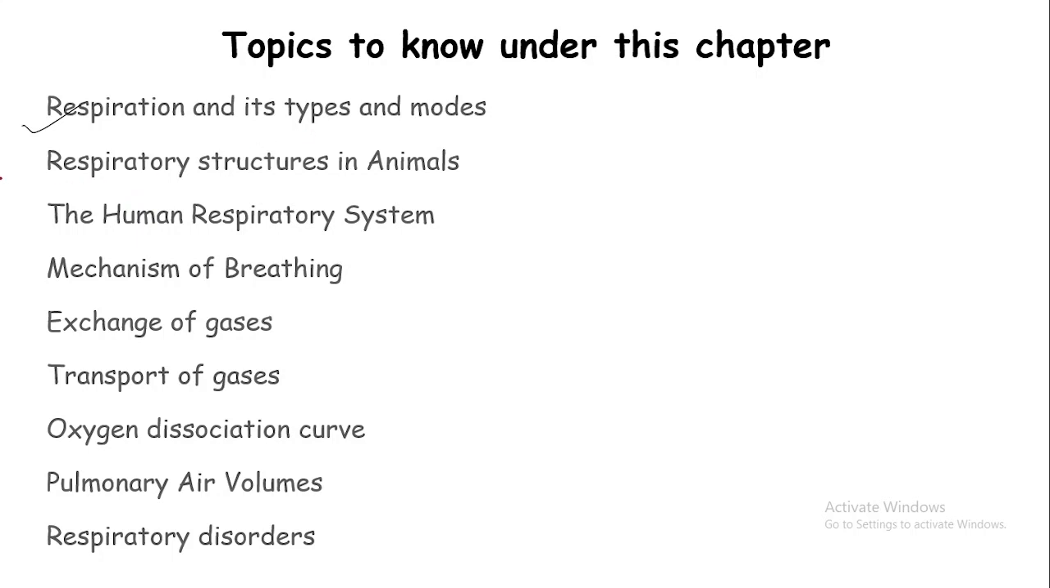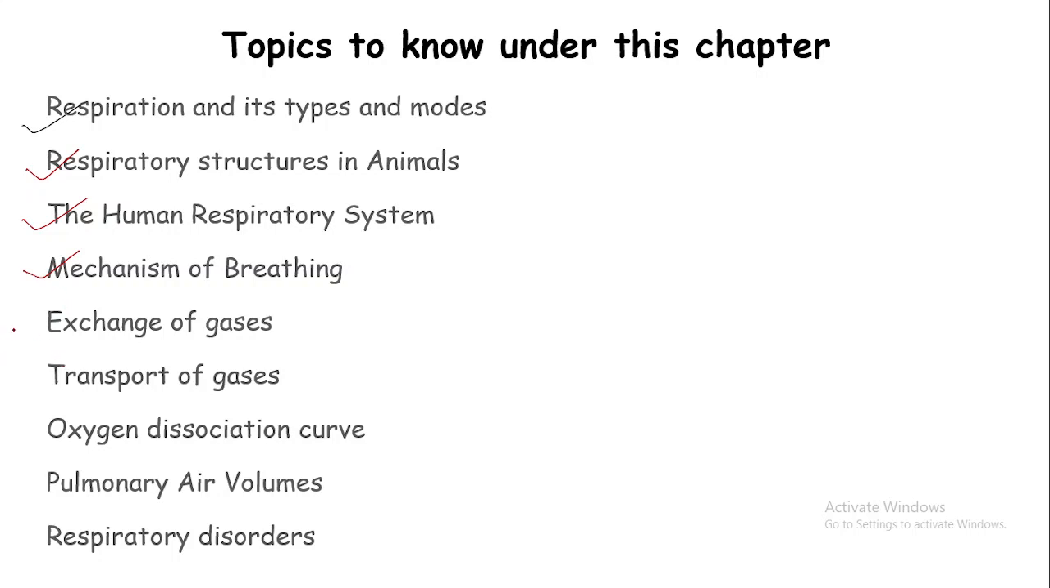Next is respiratory structures in animals. Like I just mentioned, it's not that all organisms have lungs for respiration. They can have other modes, so we shall see what other types of structures they have for respiration. Next, moving to the anatomy of the human respiratory system. We shall study where it is located and what the parts of it are, in finer detail. Next is the mechanism of breathing. I just mentioned that it deals with inhalation and exhalation, the mechanical process, and what exactly happens to all the structures associated with the respiratory system.